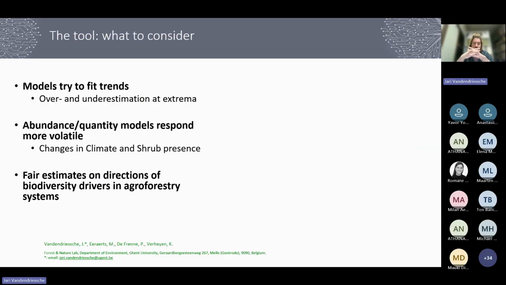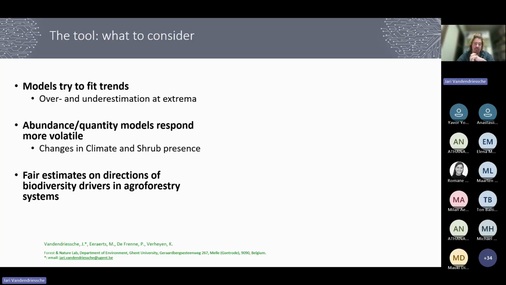Now, what can we consider if we look at these different scenarios? Yes, these are still models, so simulations, and what typically happens then is that you have an over and underestimation at the extremes of simulations, because it still tries to maintain a trend, even though this trend is ecologically not interpretable, of course. And we also see, like I said before, that the abundance and quantity models respond quite volatile. That is very obvious in the really astonishing changes in climate and shrub presence.